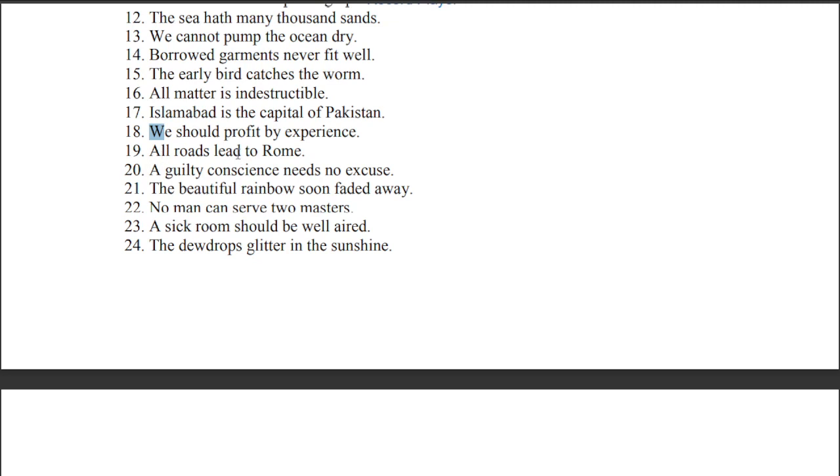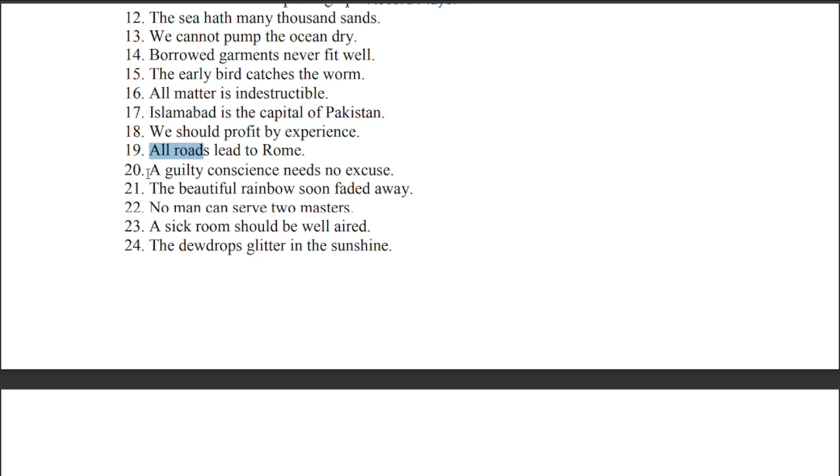All roads lead to Rome. First of all, a thing has been named: all roads. And then something has been said about all roads, which is being indicated by lead to Rome. So lead to Rome is the predicate. All roads is the subject.